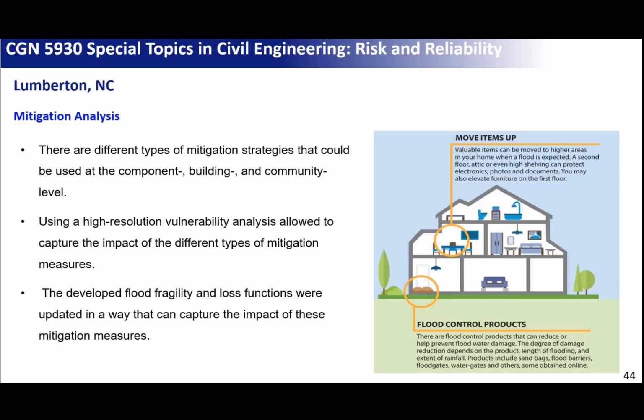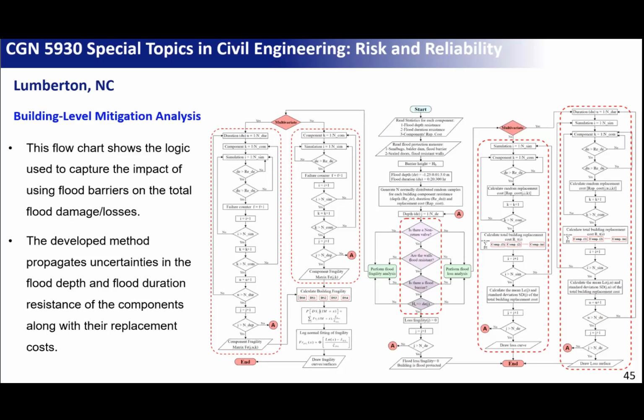This is very important. Okay, so I'm going to show you how we developed a big algorithm that can investigate all the possible mitigation measures. This is actually a flow chart of how we can investigate the mitigation. This flow chart was expanded to 6,000 lines of code. So let's see what this flow chart is doing.